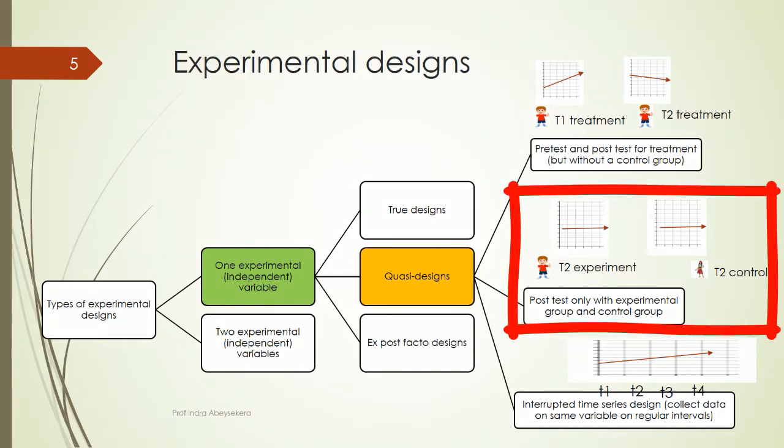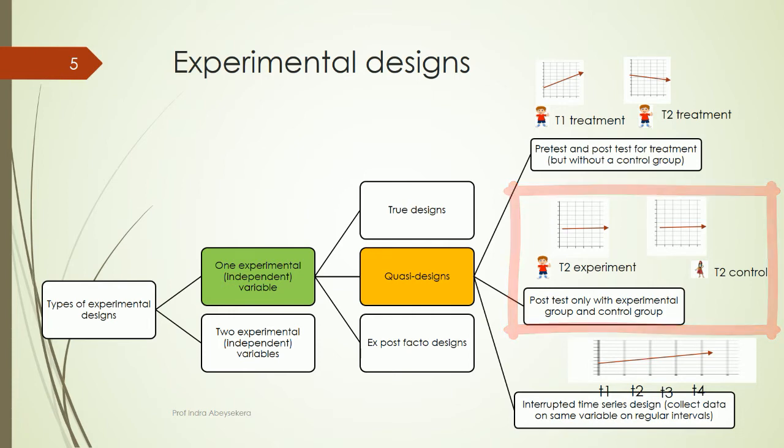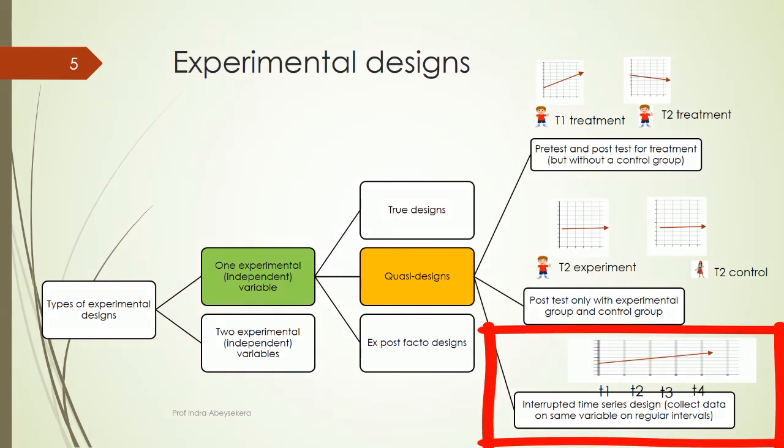For example, maybe there was a training program that was conducted in the company, and some got the training, some didn't. But 2 years after the training program, we then examine their productivity. And those who did not get the training as the control, and those who got the training as the treatment or experimental group. And then we can compare. The third of the quasi design is where we collect data on a time series. Period 1, period 2, period 3, and period 4.